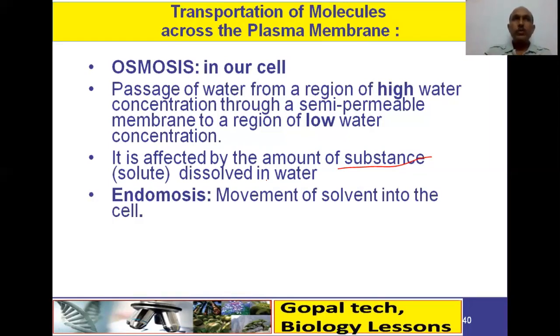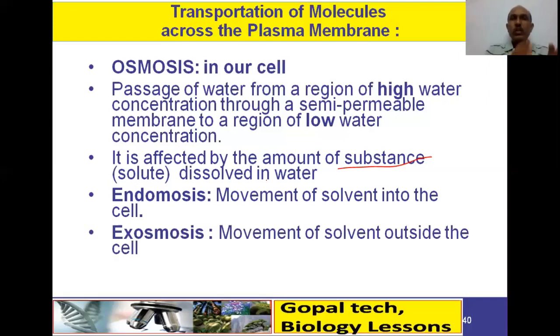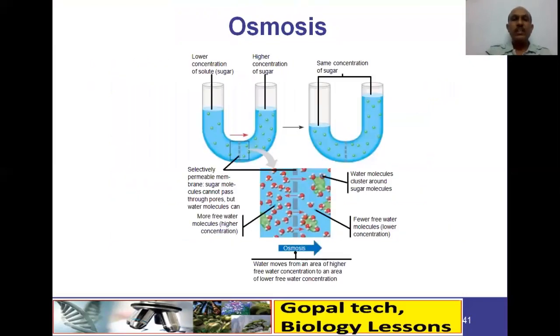So osmosis may be of two types. Endosmosis is the movement of water or solvent into the cell, from outside to inside. Exosmosis is the movement of solvent outside the cell, from inside to outside. Exosmosis. Now see the experiment here. You can see there is a lower concentration of solute particles like sugar here, and a higher concentration of sugar here. That means here water molecules are high, and here water molecules are less.